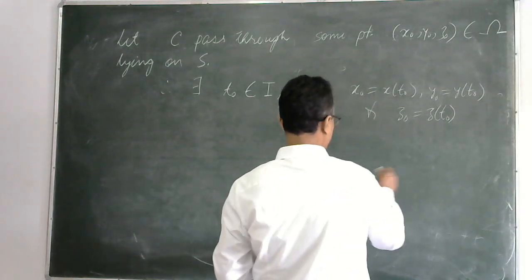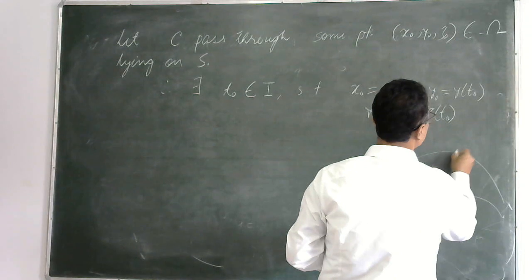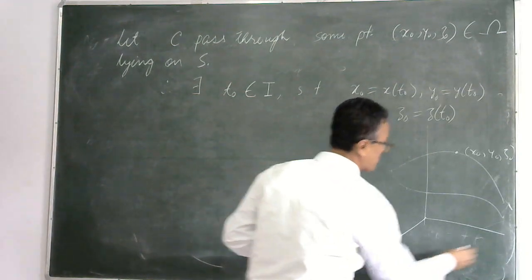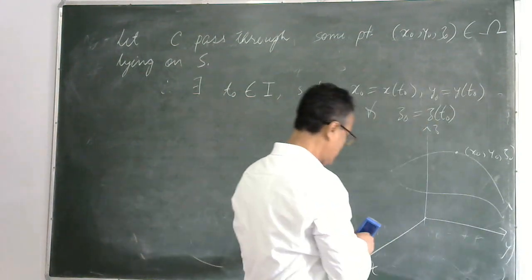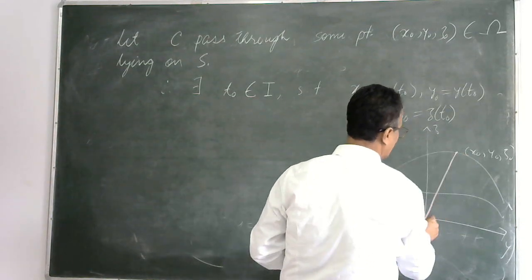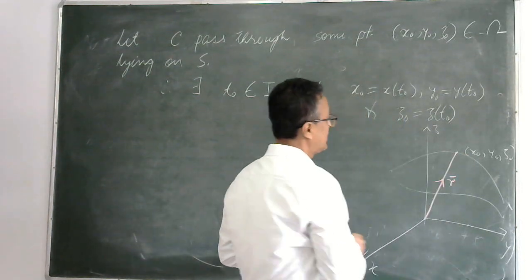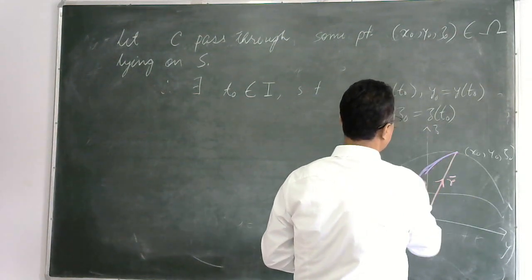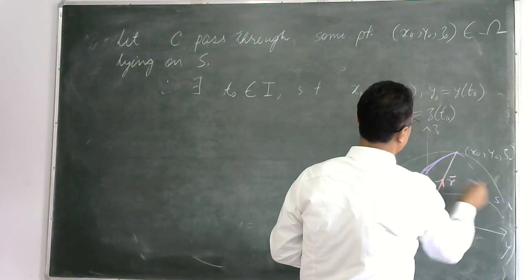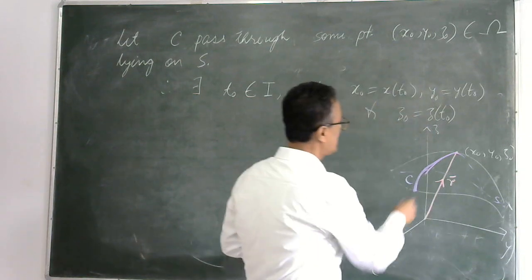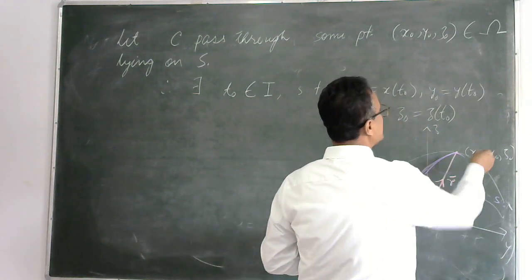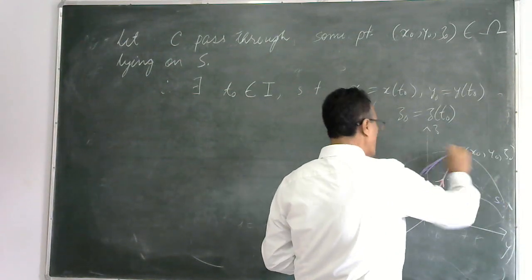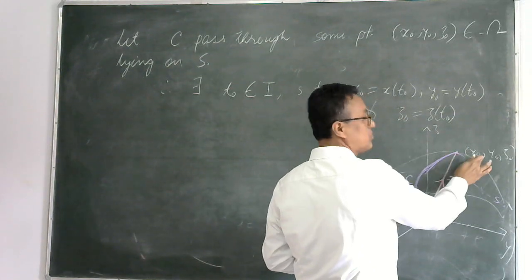My situation is something like this. Let's suppose this is x naught, y naught, and suppose like this is my curve. Suppose this is my C. This is C. This is surface S. So I'm going to do something like this. Now what is happening? This point lies on the surface S. It is on the curve C as well, which is parameterized by this, right?